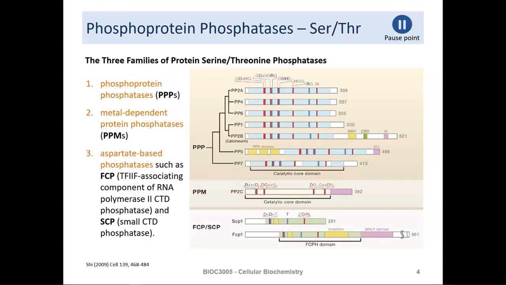Firstly, we'll have a look at the phosphoprotein phosphatases that are serine and threonine specific. These can be broken into three families. The first family are the phosphoprotein phosphatases, or PPPs. These are shown in the top panel. The PPP family have generally well-conserved catalytic core domains, with conserved residues that are involved in metal ion binding, shown in red, and conserved residues that are involved in phosphoryl group binding, shown in blue.